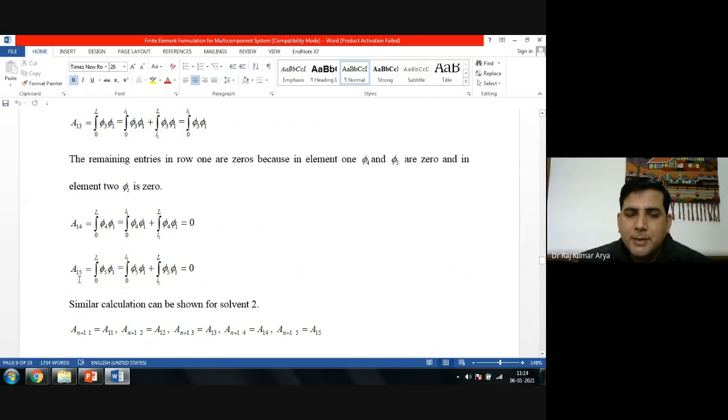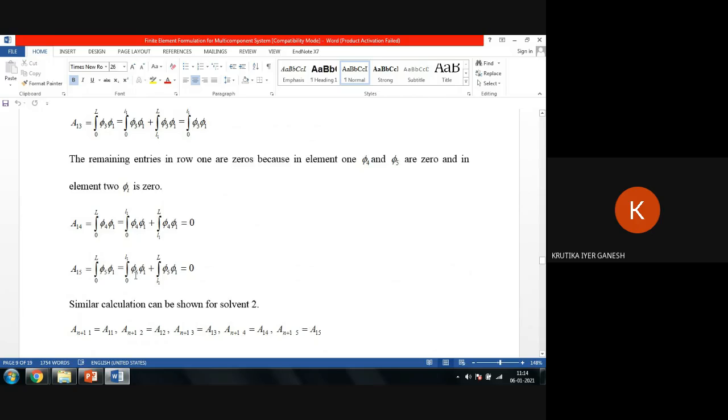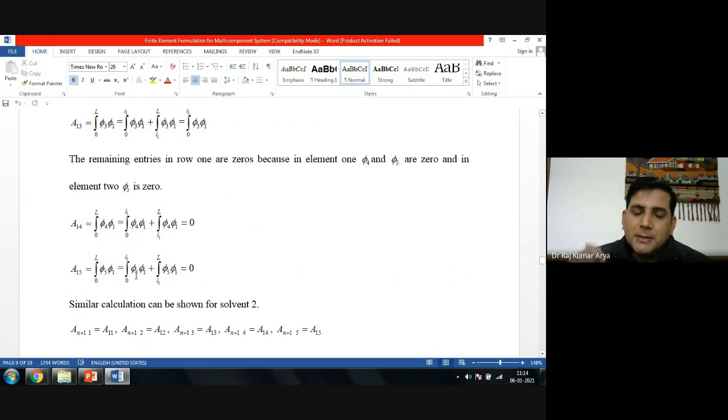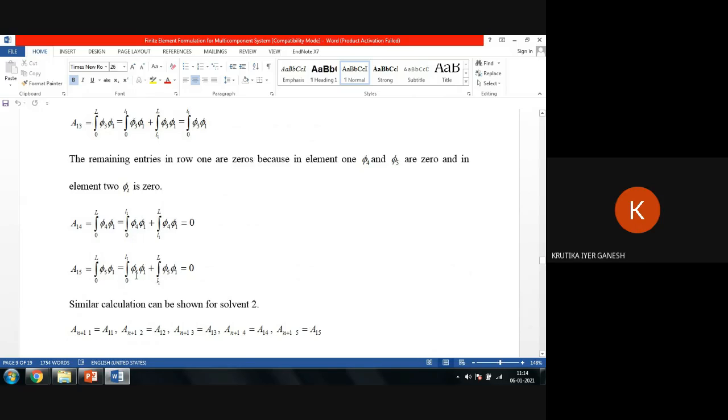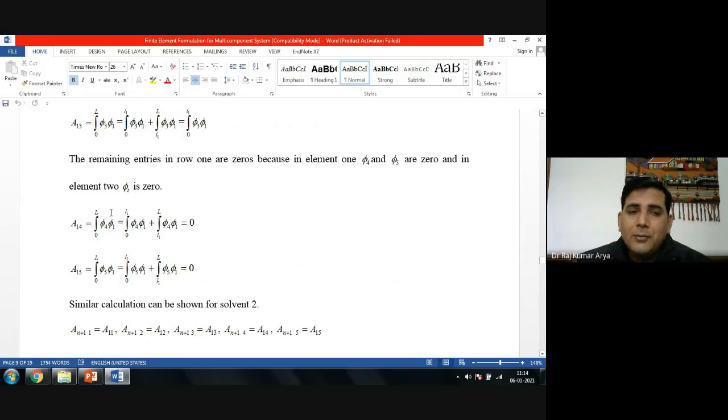Same thing, let's say fifth one, A15. So you have phi 5 phi 1. So same thing, your phi 5... Can you please repeat, sir? A14. A14 में आपके पास में you want to evaluate a product of phi 4 phi 1, correct? In element number 1, in element number 2. Let's see here.